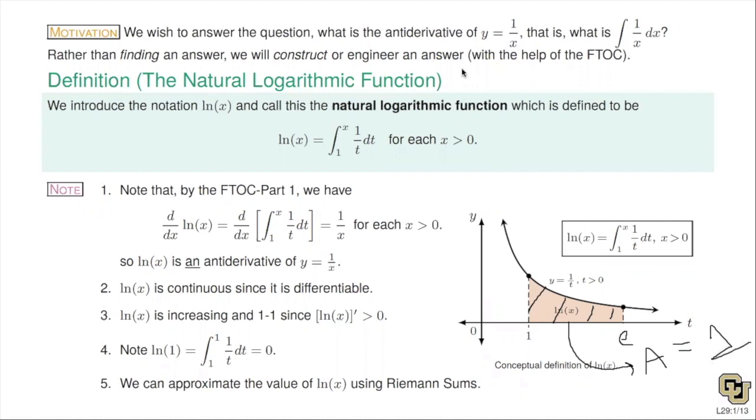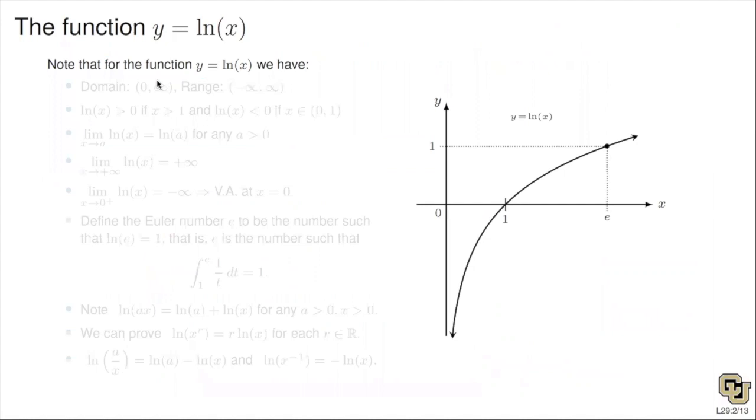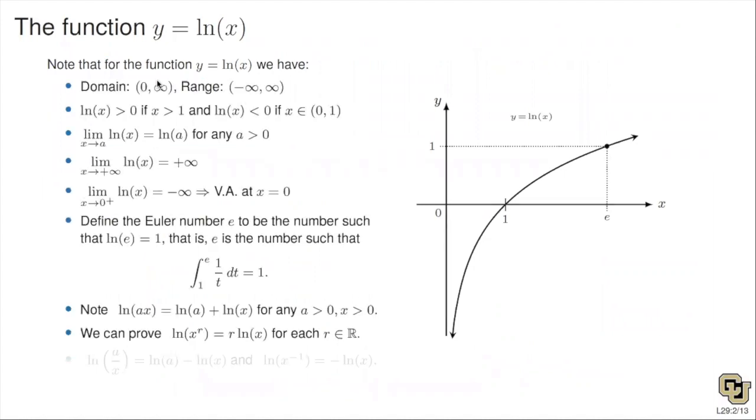So from the logarithmic function, we can define the Euler number, and then from the Euler number, we'll define the exponential function e to the x, which I'll mention next time.